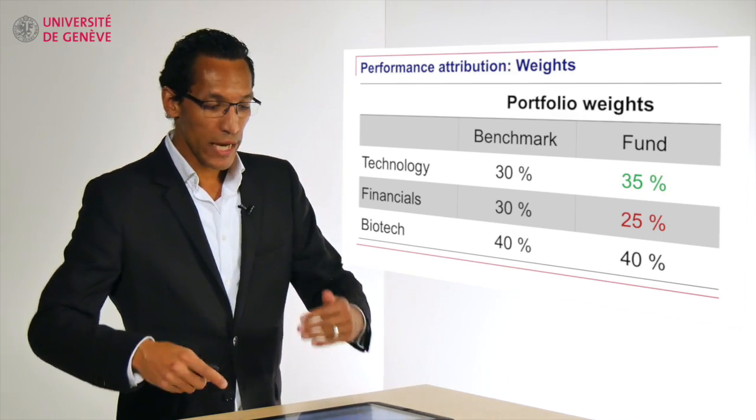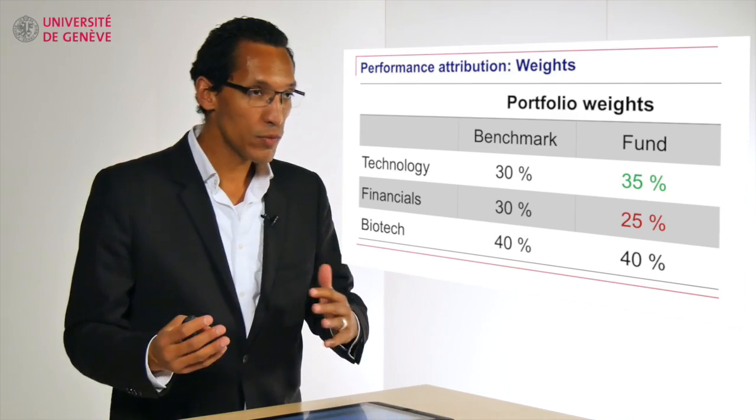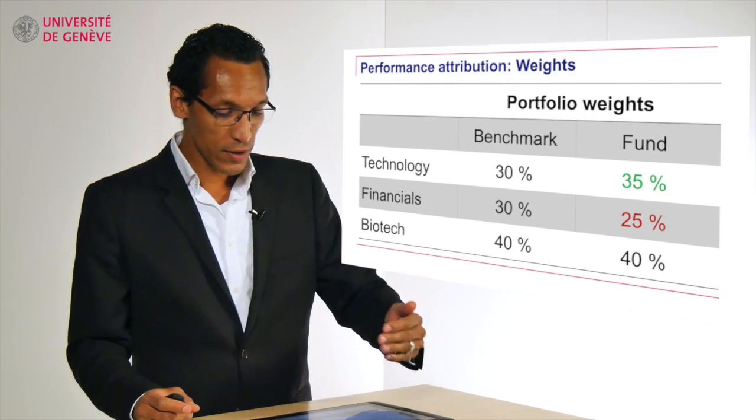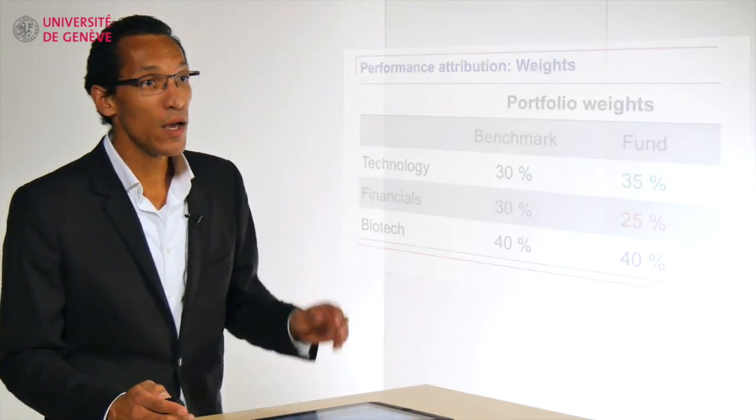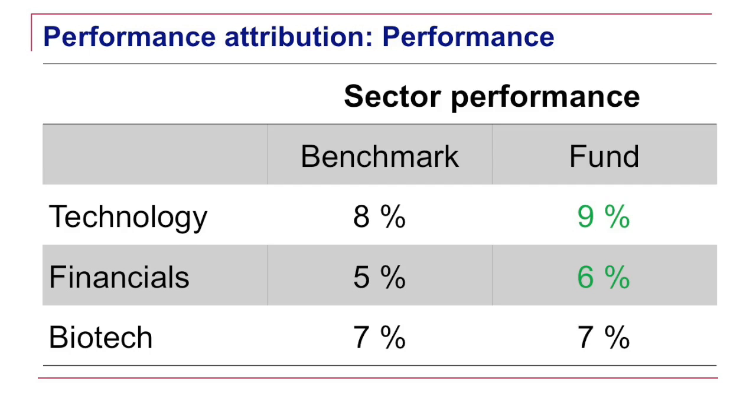Okay? So to be able to distinguish the performance contribution of stock selection and asset allocation, we must use some information. The portfolio weight is one aspect. The other aspect, of course, is the performance of the various sectors in the benchmark and in the fund. And this is the information we have in this next slide. So here you see that the technology stock in the benchmark had a performance of 8%, financials 5%, biotech 7%. Whereas in the actively managed fund, where, remember, the choice of securities within the technology sector can be very different from the technology sector in the benchmark, here, in my example, the fund has a 1% excess performance in technology, 1% excess performance in financial, and an equivalent performance in biotech.